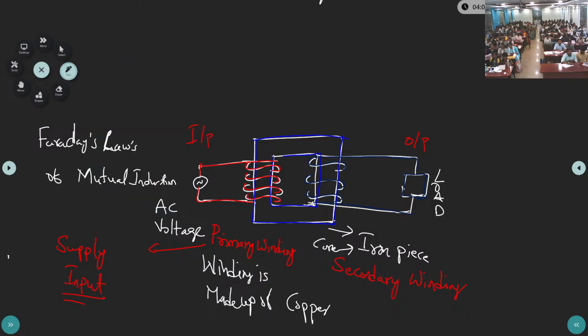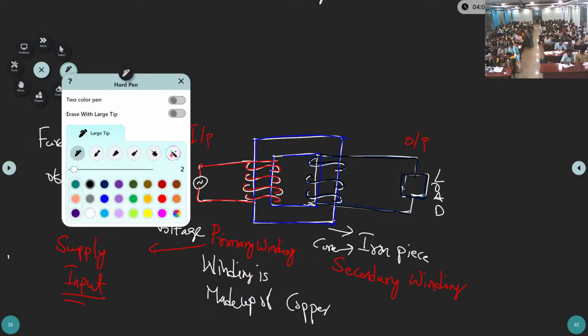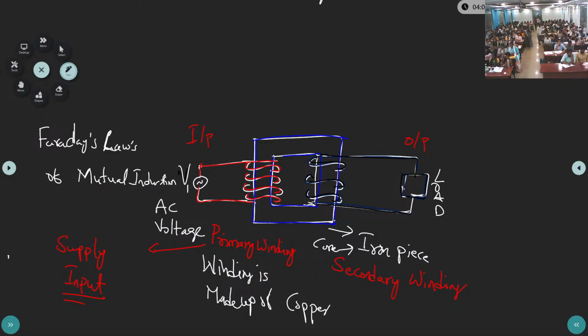There is no connection between the primary winding and the secondary winding, even though we are getting output power, output current, and output voltage. The voltage applied is V1, and the voltage available at the secondary is V2. The current at the primary is I1, and the current at the secondary is I2.